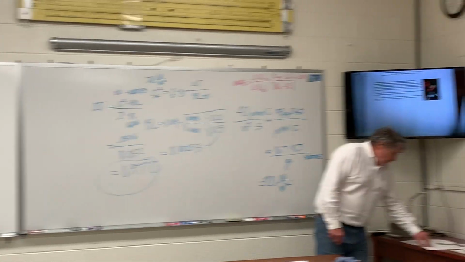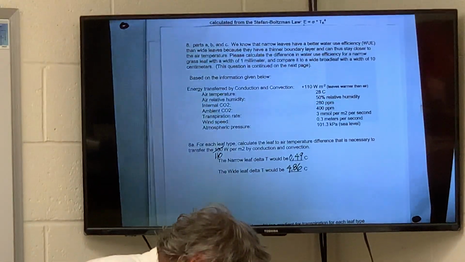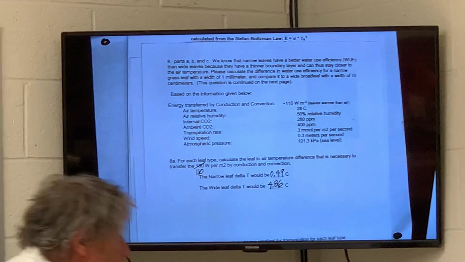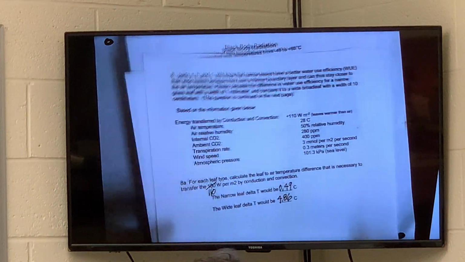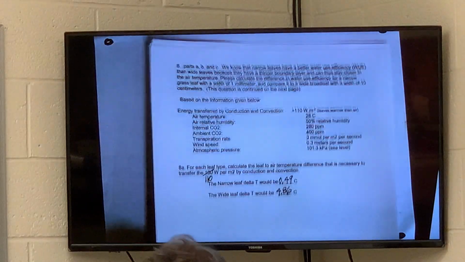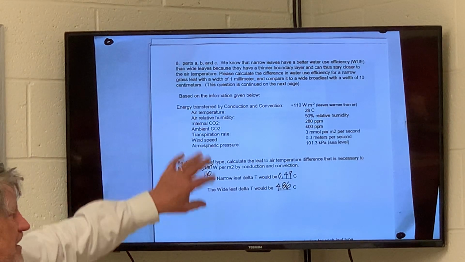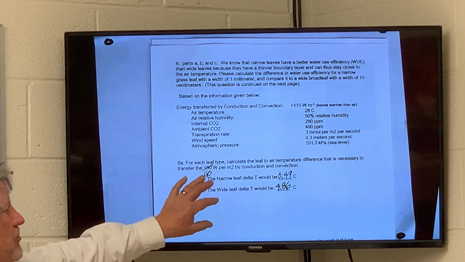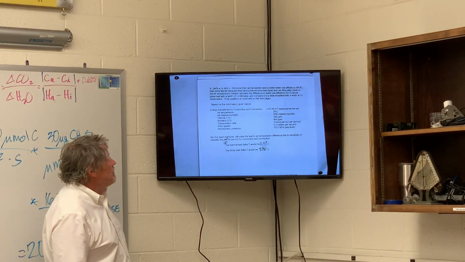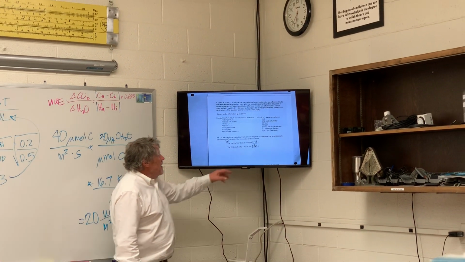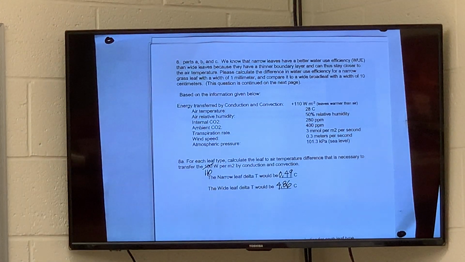All right, number 8 has three parts. And this is probably the hardest question on the test. And I remember when I was grading these, it was tricky because if you made an error in the first part, it carried through to the others, but I didn't take extra points off for that. Remember, this is 110 watts right here. Let's go through this one.